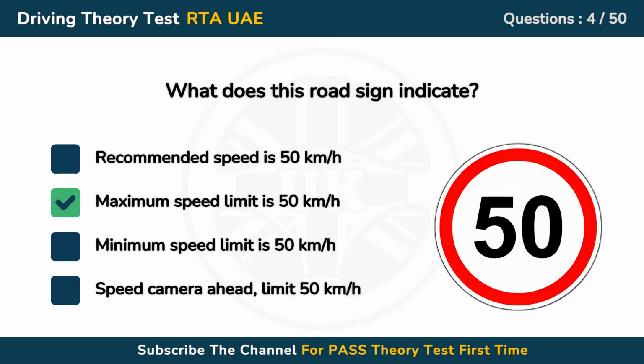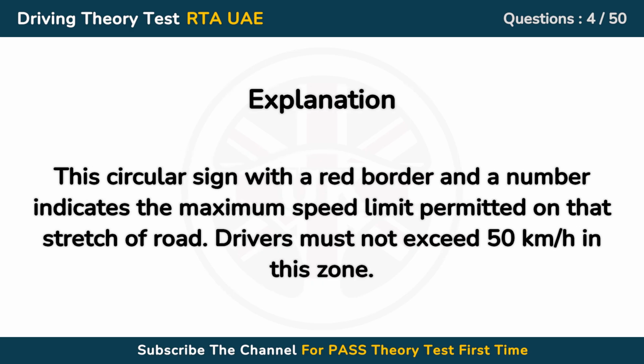Answer is B. Maximum speed limit is 50. This circular sign with a red border and a number indicates the maximum speed limit permitted on that stretch of road. Drivers must not exceed 50 in this zone.